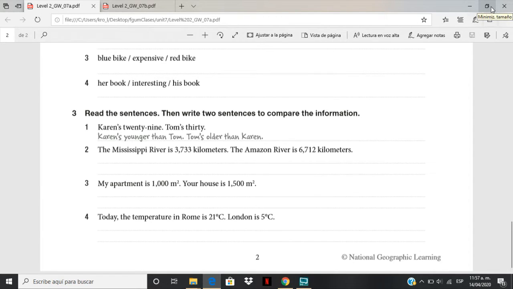Okay, we have exercise 3. Just read the sentences and then write 2 sentences to compare the information. For example, Karen's 29, that's the first sentence. Tom's 30. Yes? Now let's make the comparison. Karen's younger than Tom. Tom's older than Karen. Yes?